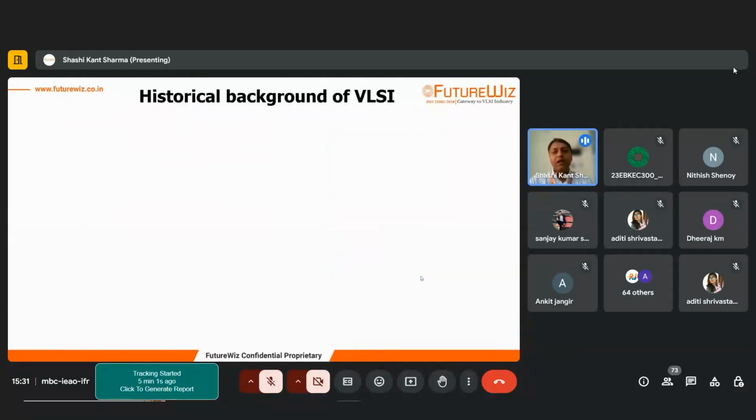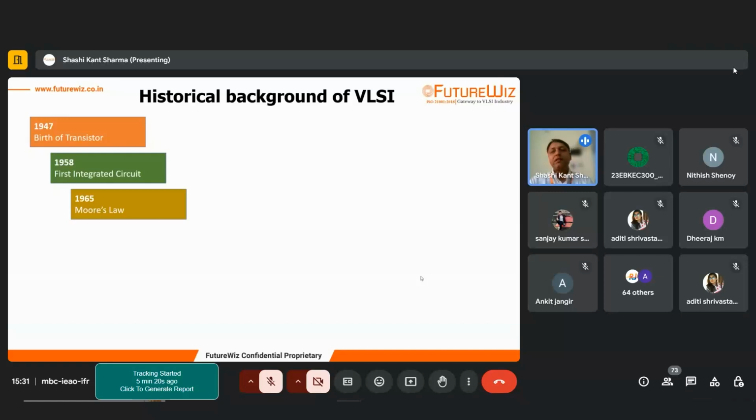If you see the background of VLSI, this is not new. It started back in 1947, when the first transistor was developed. Then after 10, 11 years, the first integrated circuit, IC, was developed. Then in 1965, Moore's law. Everyone is well aware of Moore's law. Gordon Moore was the co-founder of Intel. He gave a statement that after every 18 months, the number of transistors on a chiplet will be doubled.